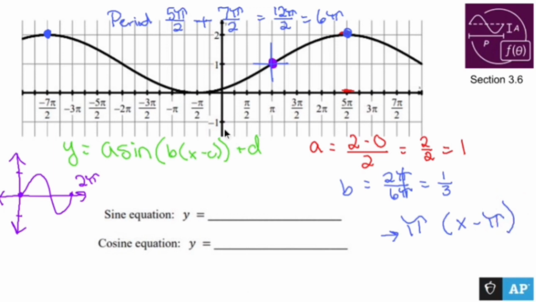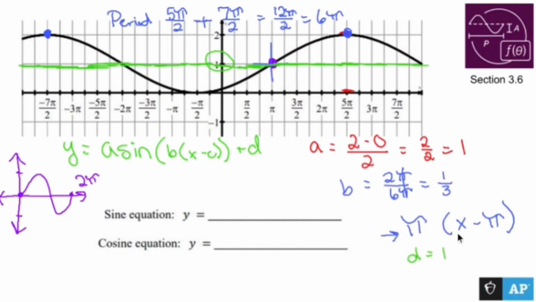D is found by doing the midline, which I kind of already created, but let me write it out a little bit further. The midline is the horizontal line that cuts my wave in complete halves. Whatever y value that horizontal line goes through is going to be your midline, which is going to be your D. So in this case, D is 1.